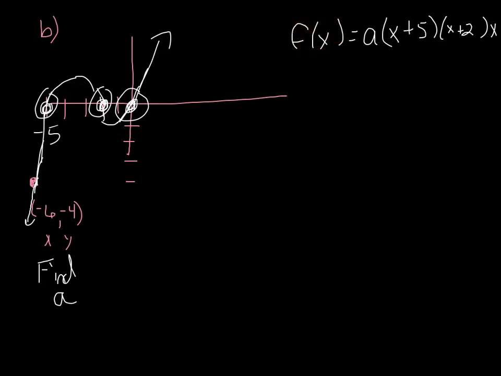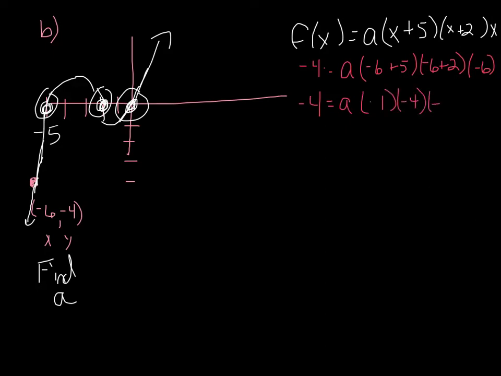All right, here we go. So, y is -4. We don't know A. x is -6 plus 5. The second x is -6 plus 2. And then the last one is just -6. Okay, solve for A. -4 equals A times -1 times -4 times -6, which is -24. Solve for A, you get positive 1/6. Cha-ching! All right, now that you got A, give me my function.